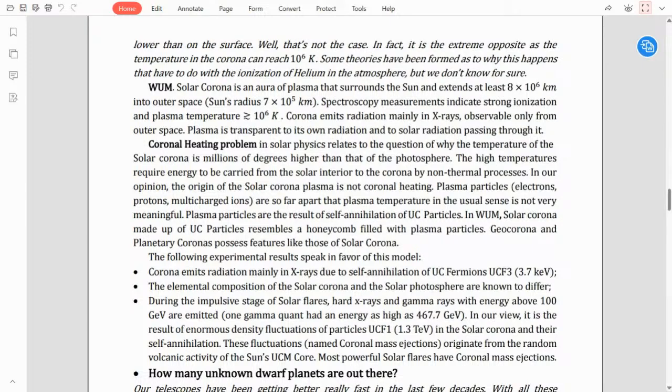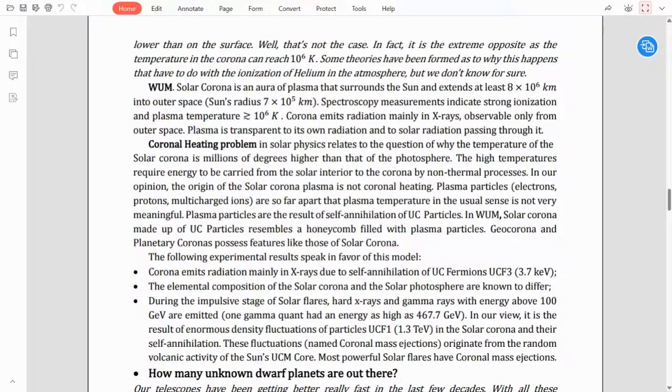The following experimental results speak in favor of this model. Corona emits radiation mainly in X-rays due to self-annihilation of UC fermions UCF3 with 3.7 kiloelectron volts rest energy. The elemental composition of the solar corona and the solar photosphere are known to differ. During the impulsive stage of solar flares, hot X-rays and gamma rays with energy about 100 gigaelectron volts are emitted.